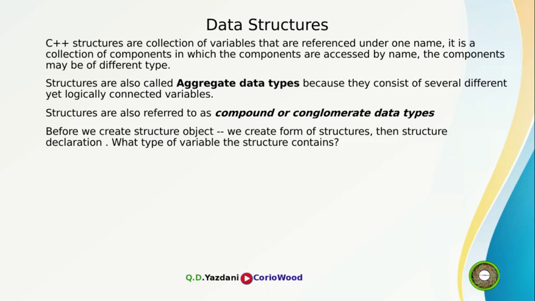Before we create the structure object, we create a form of the structure. Then the structure declaration says what type of variables the structure contains. So we come back here and revisit what is here. This structure is also called an aggregate data type in C++, and it's also referred to as a compound or conglomerate data type. So when you hear aggregate, compound or conglomerate data types, it is referring to structures in C++.